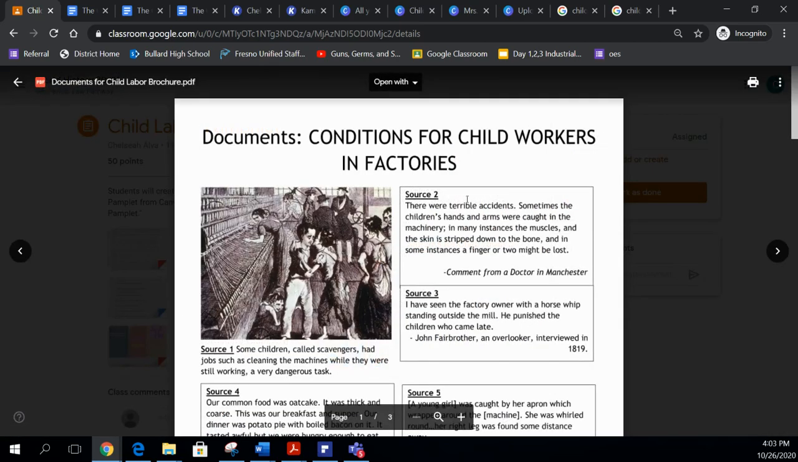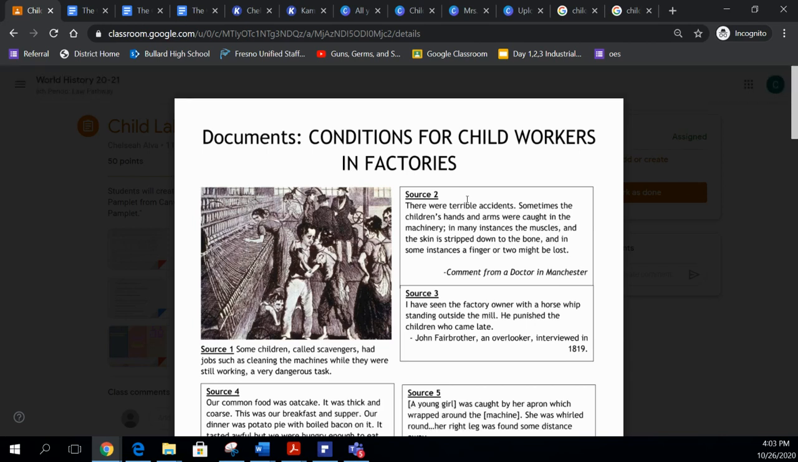Our first resource is primary sources. This is going to be a series of short quotes, clips and pictures from this time period describing child labor. For example, this first picture says some children, called scavengers, had jobs such as cleaning the machines while they were still working. This was a very dangerous task. While the machines were still moving, it was a child's job to clean them. As we know from the documentary, that would probably be very dangerous considering how large and heavy these machines are, and how often these types of injuries happen.